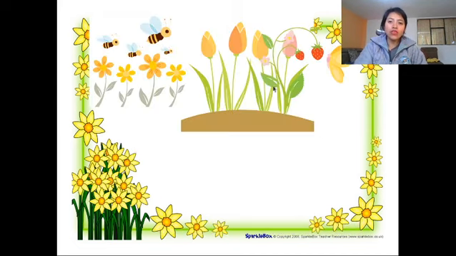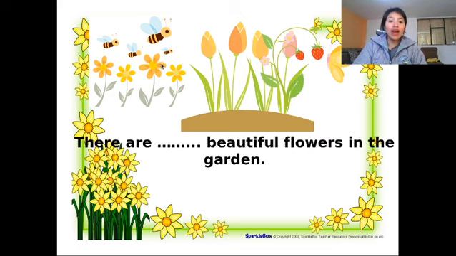Here, do you notice this? Here we have some flowers and some bees, right? There are beautiful flowers in the garden. There are is positive. Some or any? Some, very good. Hay algunas bellas flores en el jardín, right?